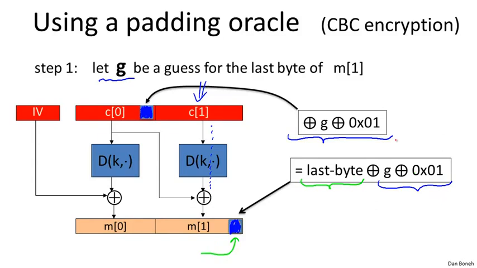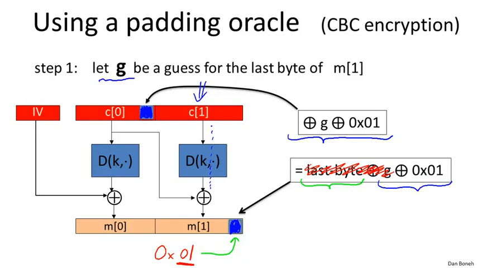So now you see where I'm going with this. If the guess G for the last byte of M1 is correct, then these two will cancel one another. Last byte XOR G is just 0, and what we'll get as the last byte of the plaintext is just 0x01. I should mention, by the way, 0x01 just means hex notation for 01. So literally, this is just a 1-byte representation of the number 1.